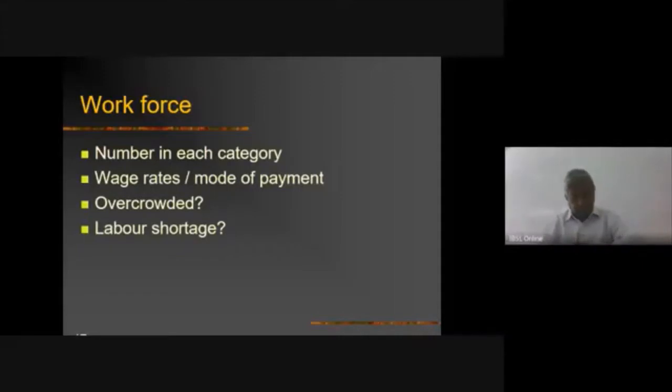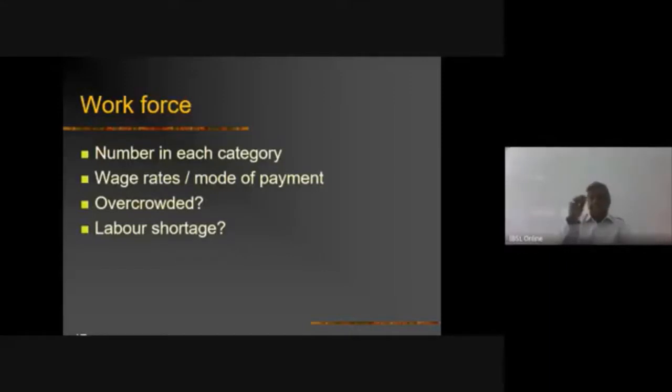Then the workforce. Workforce, number in each category. There may be so many categories. Maybe supervisors, technical supervisors, workers, skilled workers, unskilled workers, casual workers, helpers. Number in each category. So you must take down the number in each category.